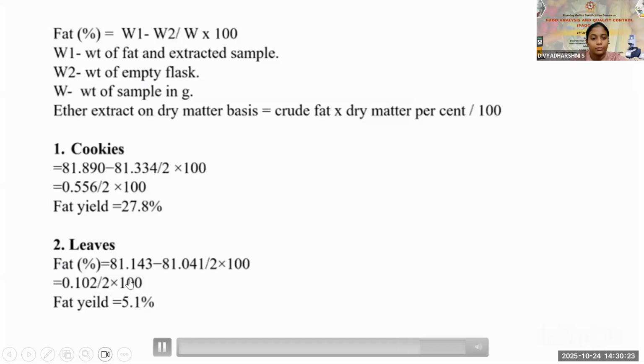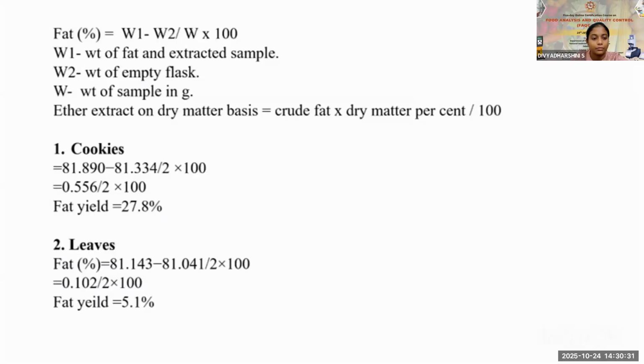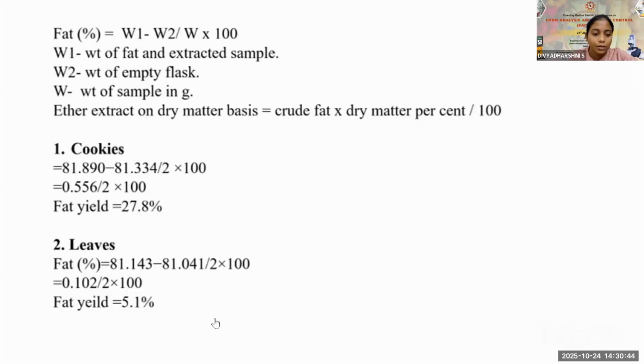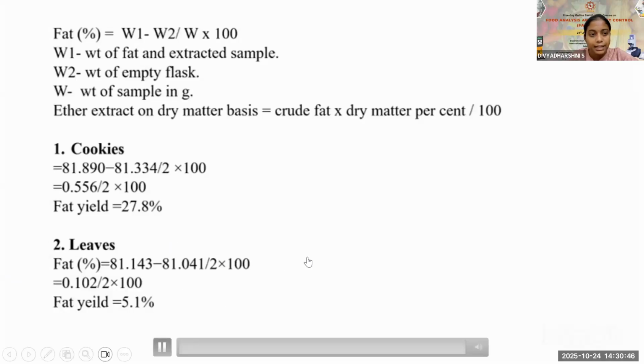So I have taken two samples to show the differences. The first one is butter cookies, and the other is leaves, which are obviously low in fat. After the calculation, I am getting a fat yield of 27.8 percent for the cookies and 5.1 percent for the leaves. So this is the way we calculate the fat yield percentage. That's it for the fat estimation using the Soxhlet apparatus.